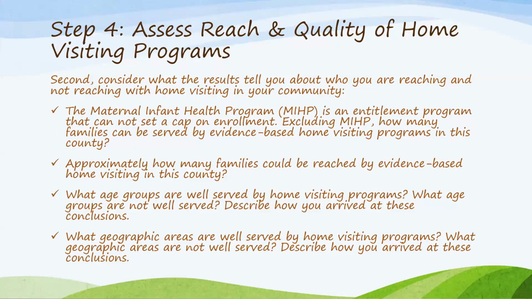This question will require you to look back at your demographic data to identify how many families with children under 5 years of age you have in your community, as well as how many of those families are low income. Next, you will want to look at how well families are being served. Are certain groups being reached while others are being left out, either in terms of geography or population group? As you work through these questions, remember to describe how you came to conclusions based on your review of the data.